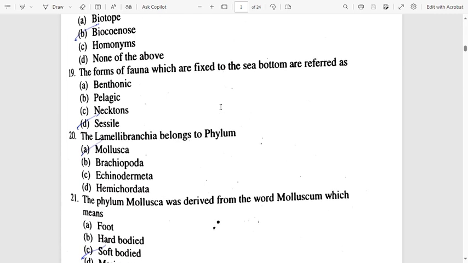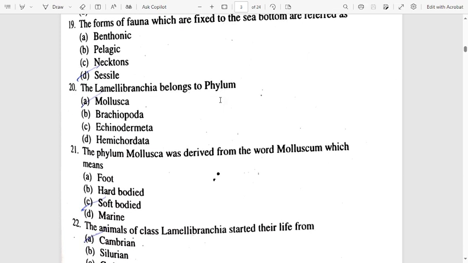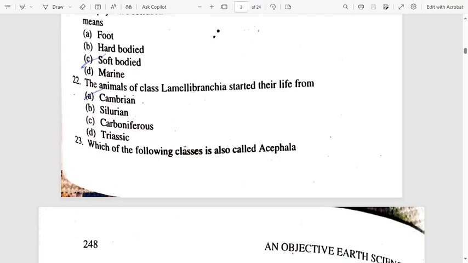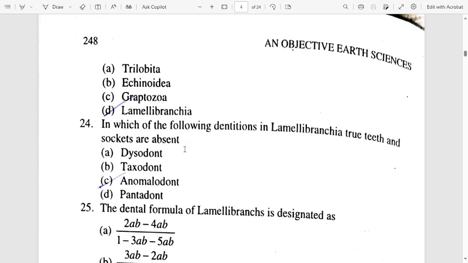The lamellibranchia belongs to phylum Mollusca. The phylum Mollusca was derived from the word molluscum, which means soft-bodied. The animals of class Lamellibranchia started their life from Cambrian. Which of the following classes is also called Acephala? Lamellibranchia. In which of the following dentitions of Lamellibranchia are true teeth and sockets absent?